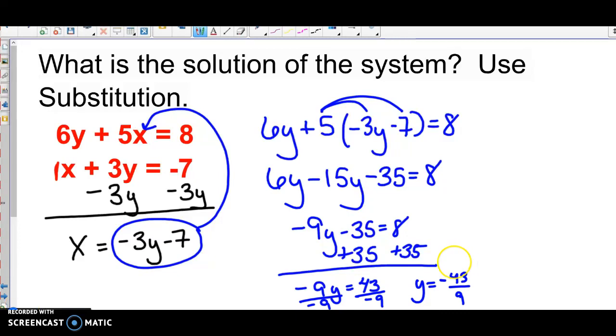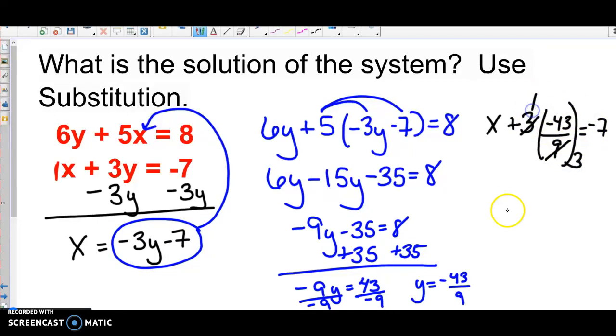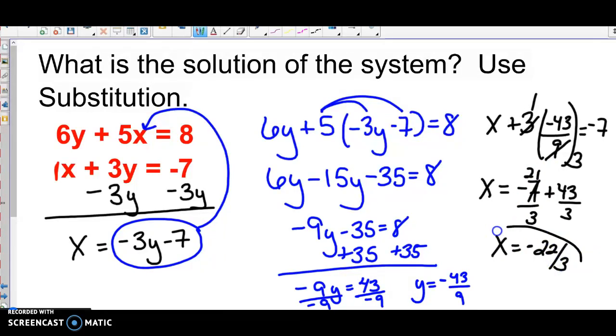Then you want to plug that into one of the equations. I'd probably plug it into the second one. And you get x plus 3 times negative 43/9 equals negative 7. Those cancel. I get x equals negative 7 plus 43 thirds. This is 21 thirds. So x equals negative 22 thirds.